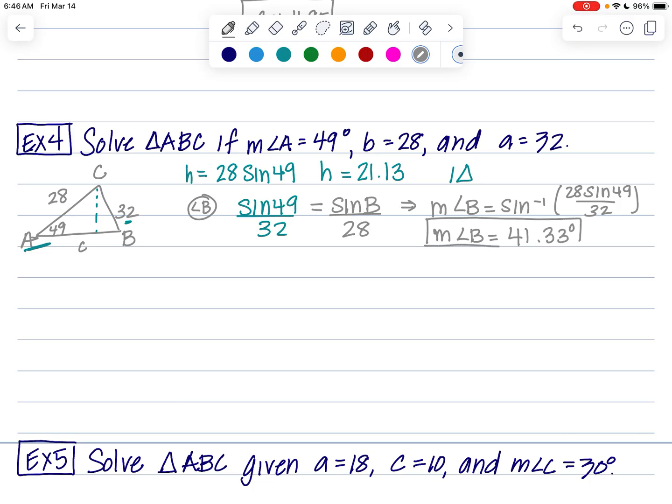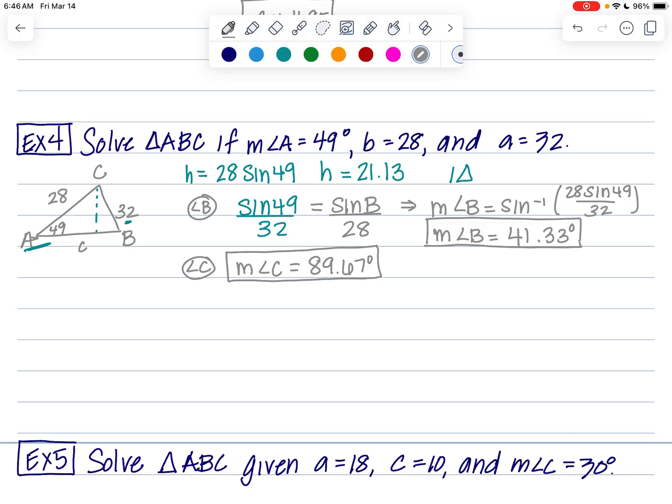To find the measure of angle C, I'm going to use my triangle angle sum theorem. So the measure of angle C is going to be equal to 180 minus 41.33 minus 49. So that's going to give me 89.67 degrees.